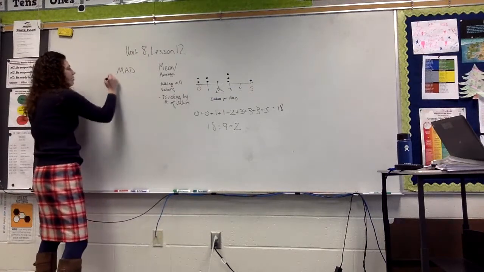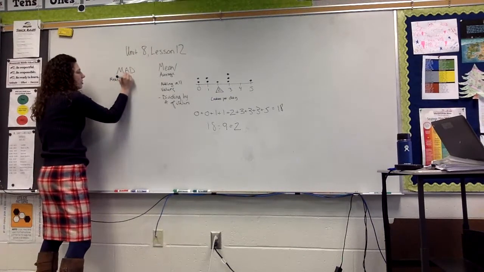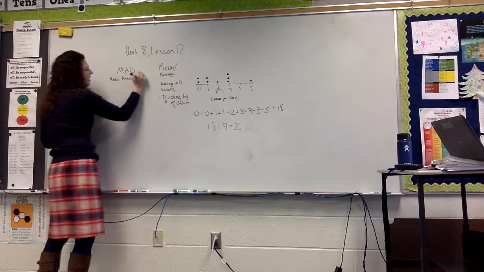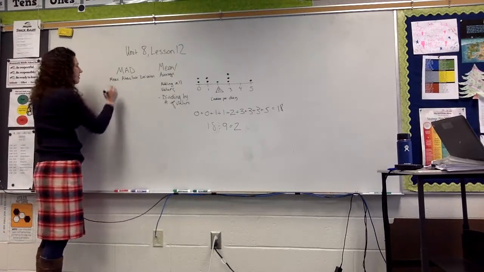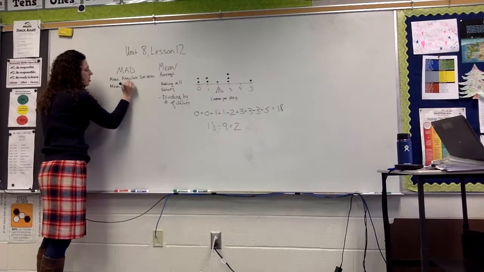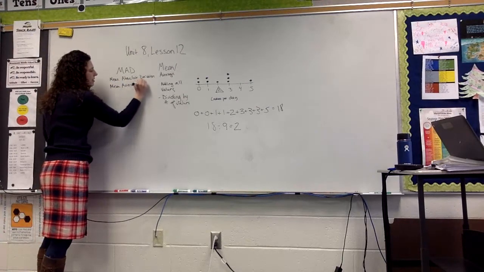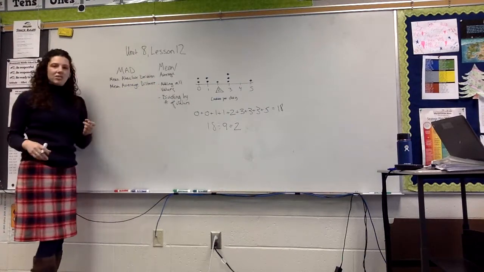Now, MAD is what's known as the mean absolute deviation. But my class likes to think about it more as the mean average distance. Because what this does is it averages the averages.